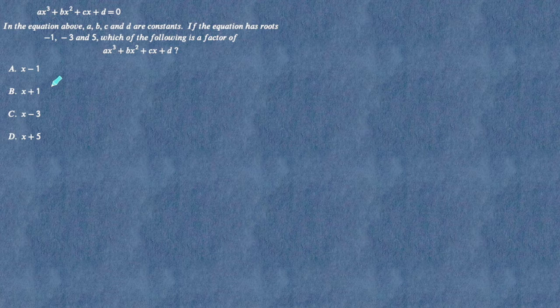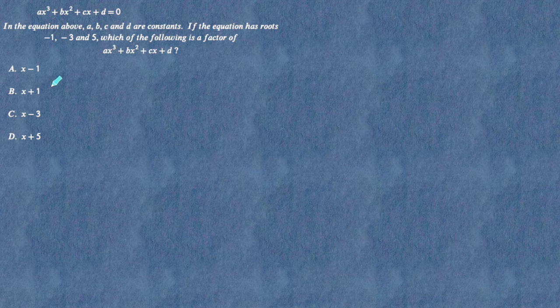In the equation above, a, b, c, and d are constants. If the equation has roots -1, -3, and 5, which of the following is a factor of ax^3 + bx^2 + cx + d?